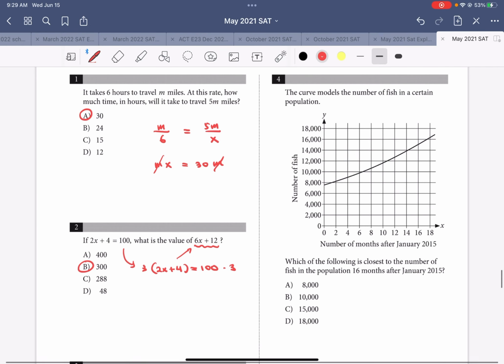Number 4, the curve models the number of fish in a certain population. Which of the following is closest to the number of fish in the population 16 months after January 2015? So read it from the graph. That's between 14,000 and 16,000, so should it be C? Okay, or 16.